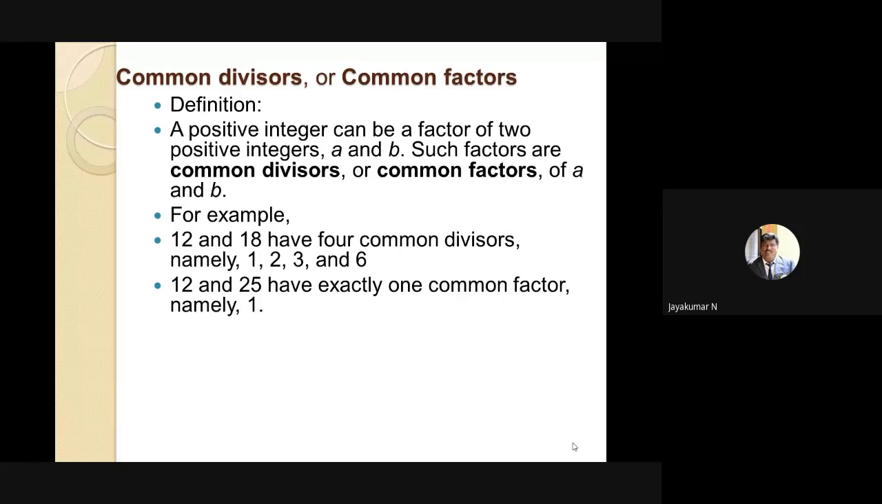Similarly, 12 and 25 have exactly one common factor, namely 1. So in the first case, we have four common factors. In the next case, we have only one common factor, which is nothing but 1.